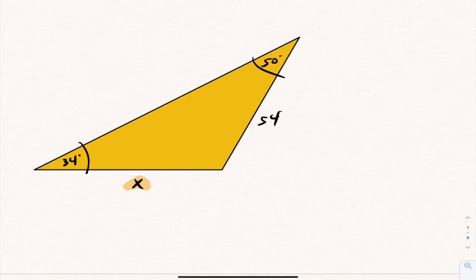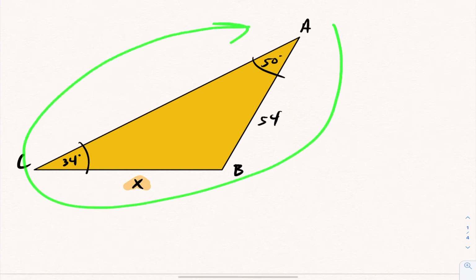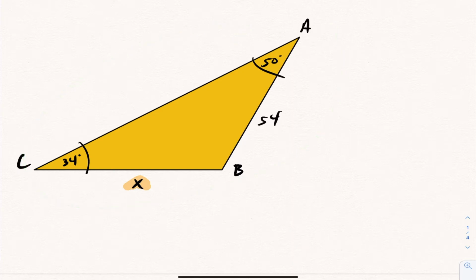So in this case here, I'm going to go capital A, capital B, capital C. Notice I labeled my triangle going in the clockwise direction. Now directly across from angle B is lowercase b, directly across from angle C is lowercase c, and lastly, directly across from angle A, we're going to write that as lowercase a. So instead of solving for x here, we're just going to solve for a, so that we can match our sine law formula.